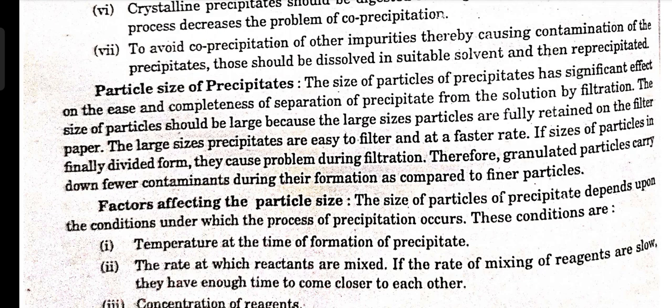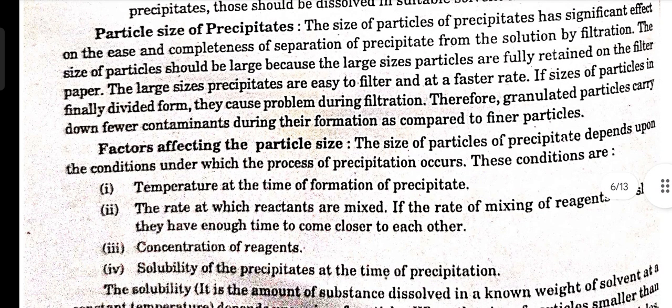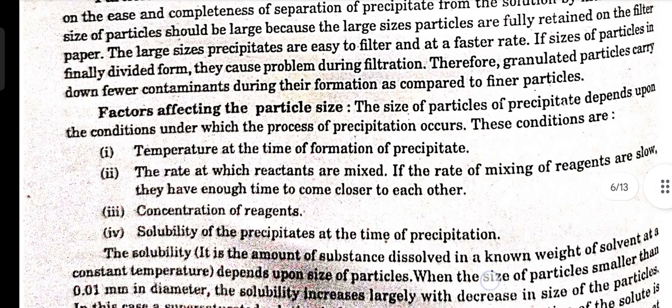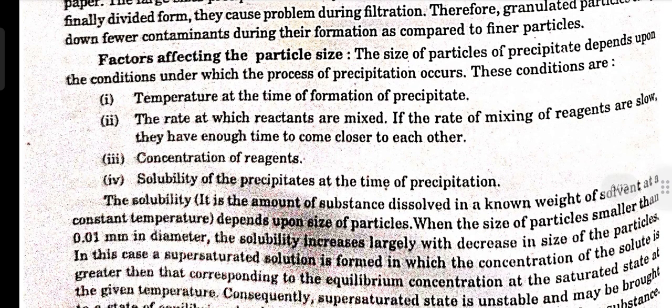Factors affecting the particle size. The size of particles of precipitate depends upon the conditions under which the process of precipitation occurs. These conditions are: number 1, temperature at the time of formation of precipitation. Number 2, the rate at which reactants are mixed. If the rate of mixing of reagents is slow, they have enough time to come closer to each other. Number 3, concentration of reagents. Number 4, solubility of the precipitate at the time of precipitation.